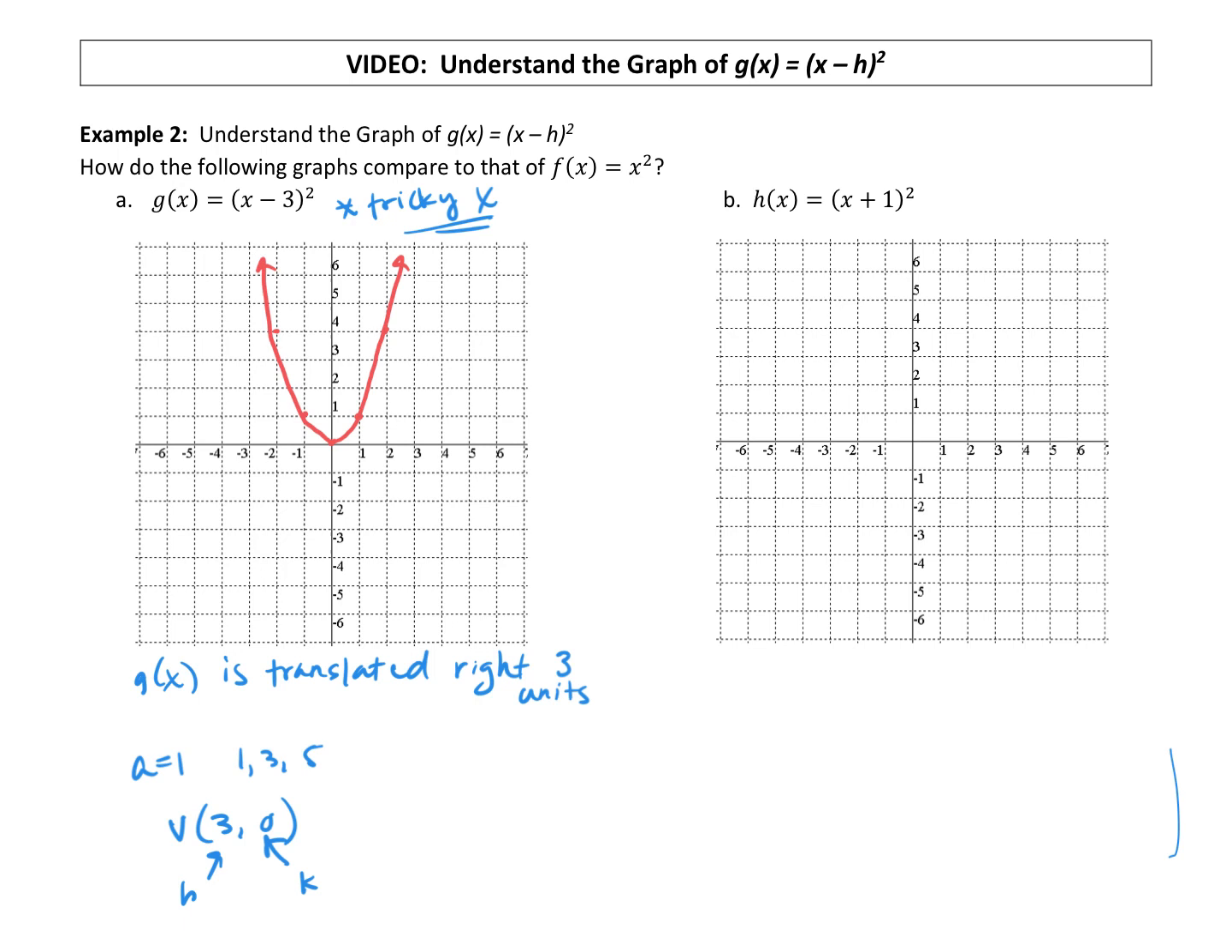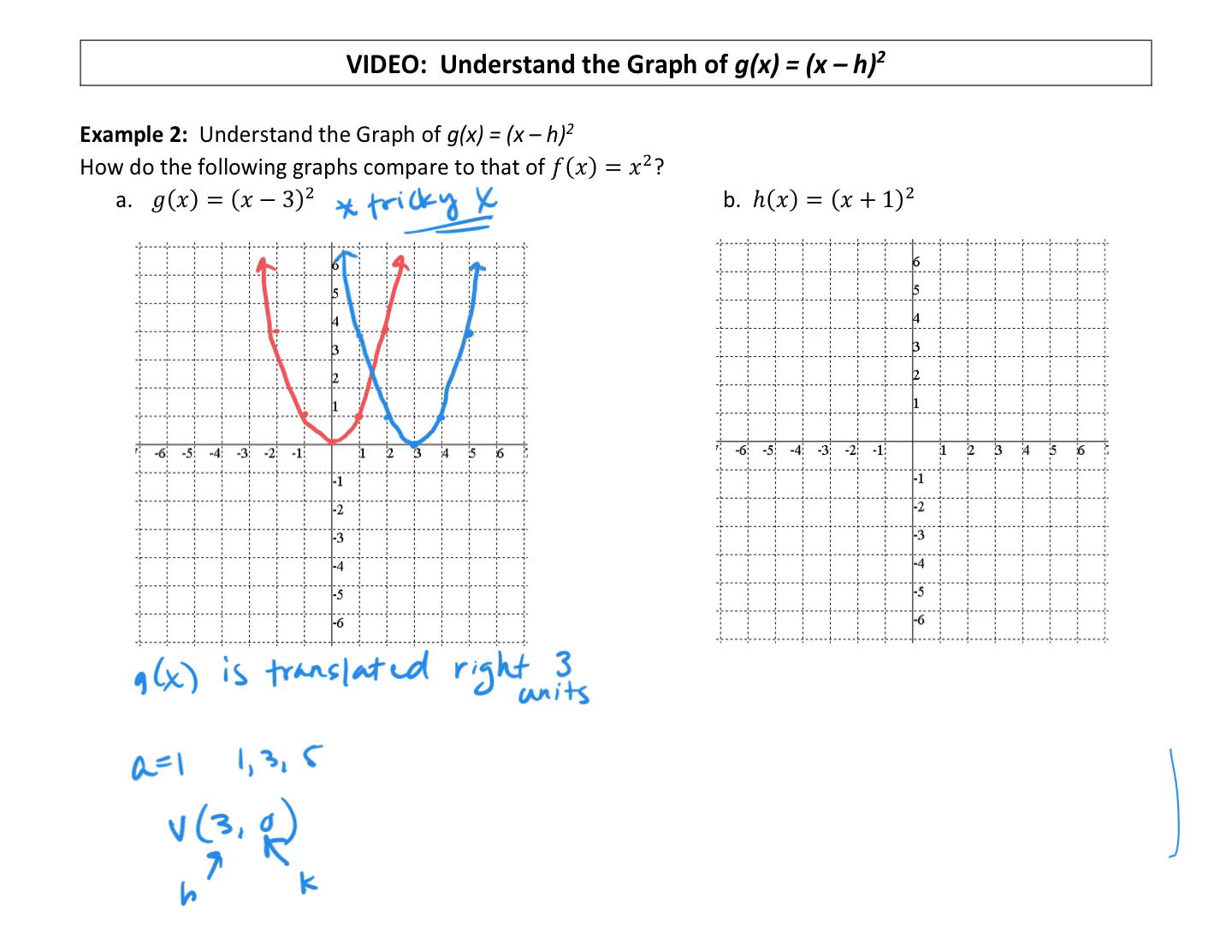So let's go ahead and graph our g of x function. Vertex is at 3, 0. We're moving to the right 3. From there, we can do our 1, 3, 5 graphing pattern. So up 1 to the right 1, up 3 to the right 1, up 5 to the right 1 is off the graph. So let's get the points on the other side. Go ahead and draw in your parabola.